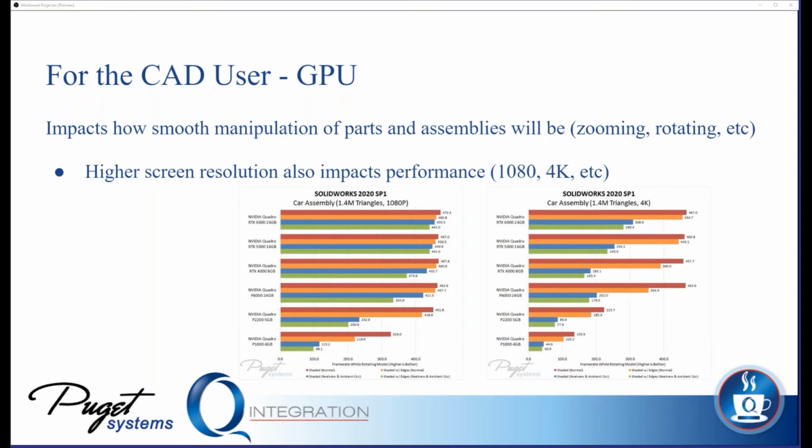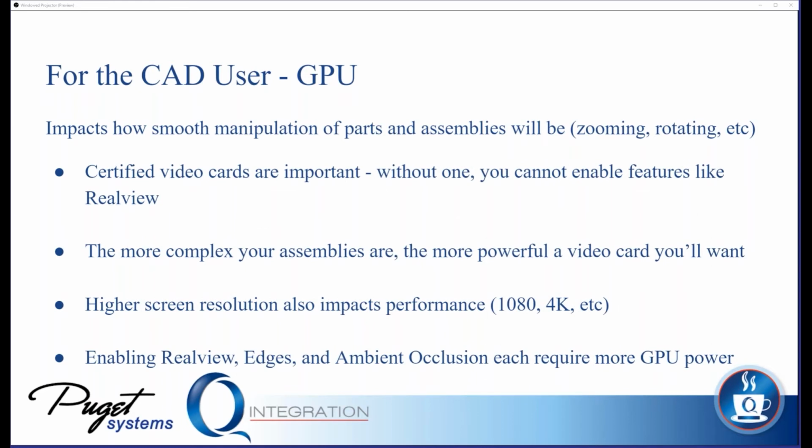Here's that same car assembly, but at both 1080p on the left and 4K on the right. And again, you can see the frame rates are impacted just by running at a higher resolution on your monitor, and thus in SolidWorks. Further, any of the features you want to enable, like Real View, edges, ambient occlusion, any of those things within the viewport in SolidWorks, each add to the requirements on the video card. So you'll need something more powerful if you want to have all of those enabled versus if you just want to have, say, Real View only or just edges and stuff.